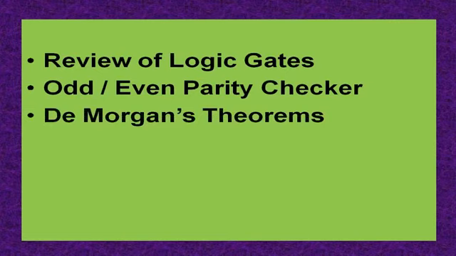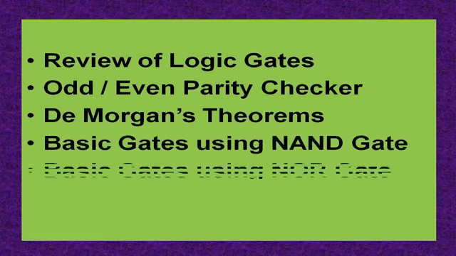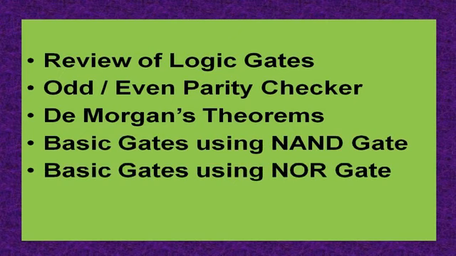There are two types of De Morgan's theorem. Basic gates using NAND gate and basic gate using NOR gate. Because NAND gate and NOR gate, both the gates are called universal building blocks. So we can construct any gate by using these two gates. Okay. Now let's see review of logic gates.